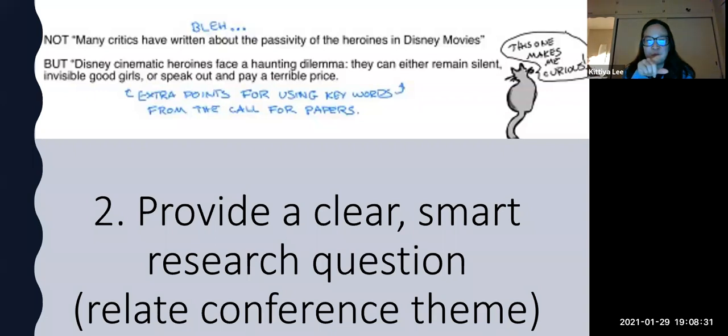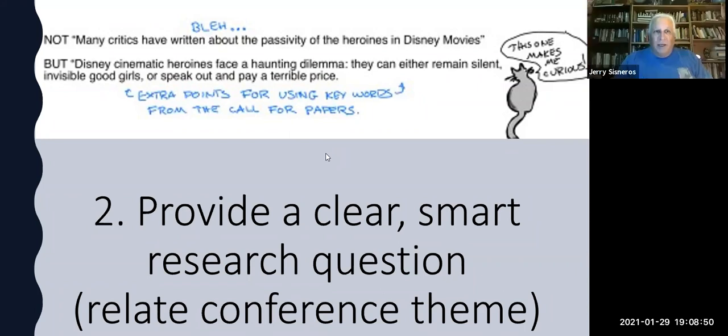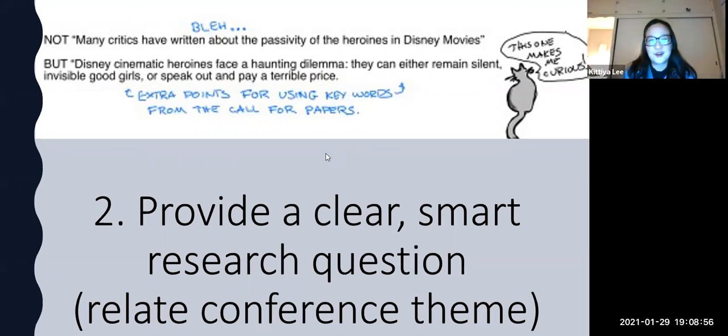The blue writing on there identifies other keywords. What do you think they're talking about? What are the extra points for using keywords from the call for papers? Well, the silent and the invisible were terms used in the call, basically. Yeah, so they read the call for papers very carefully, putting everything in.